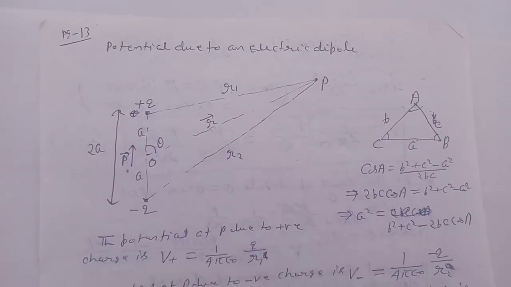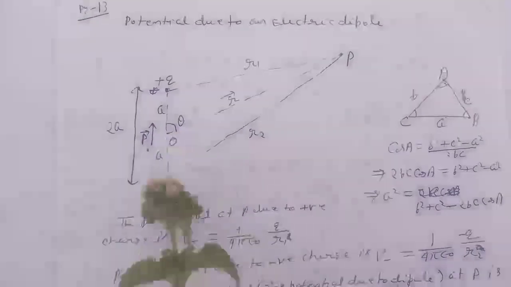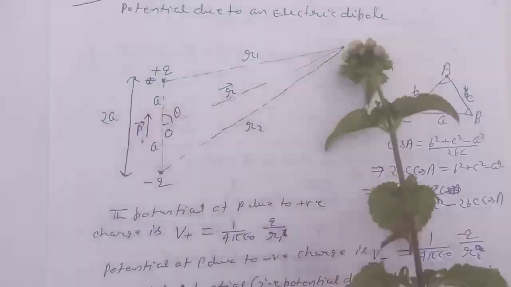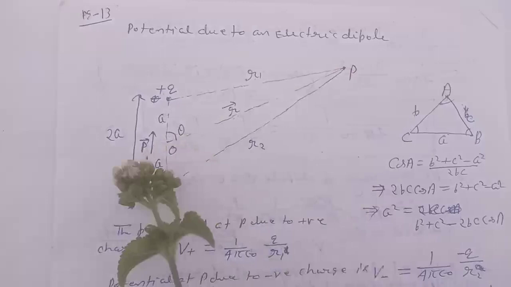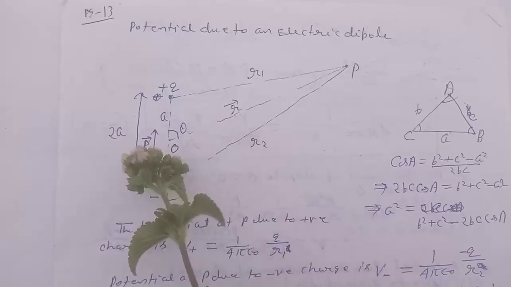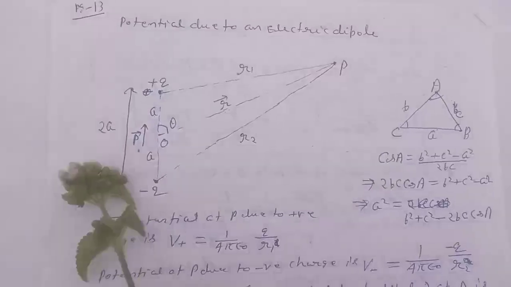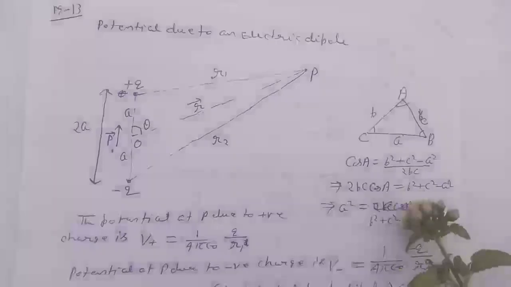Potential due to an electric dipole. Here a dipole is shown. This is minus q charge, this is plus q charge, and at a point P, at a distance r from the middle point of the dipole, we have to calculate the potential. This is 2a, the distance between the two charges.